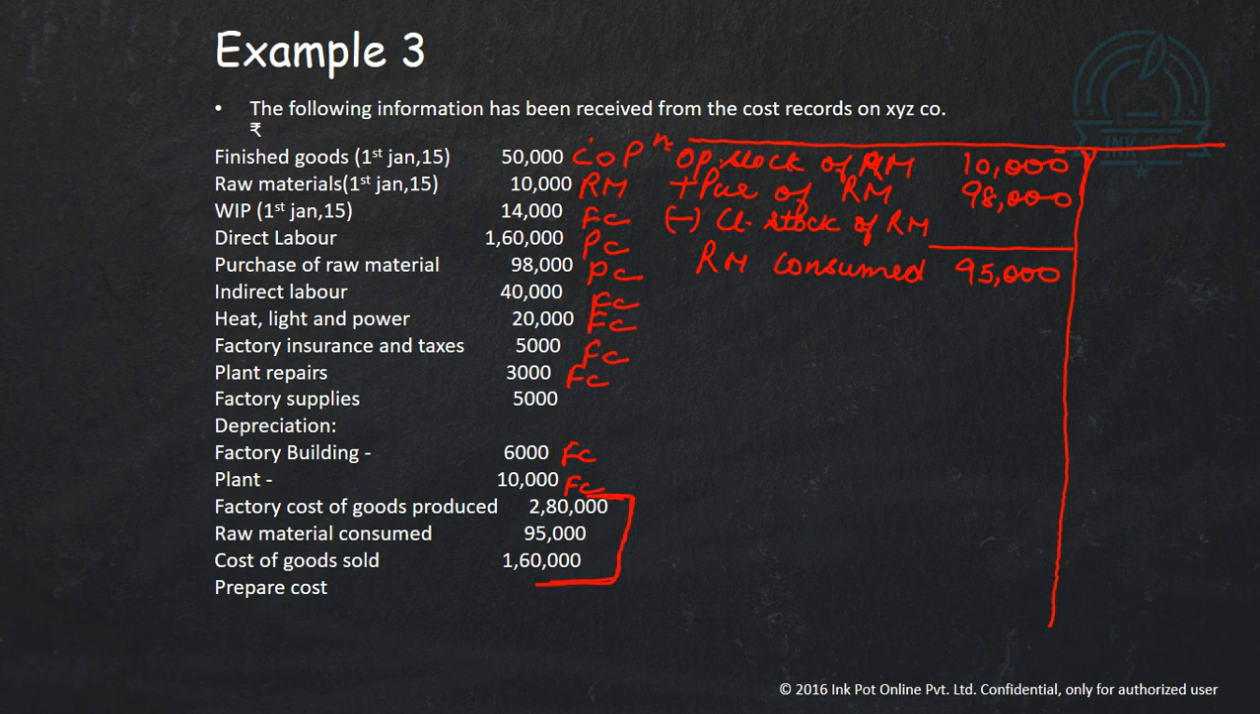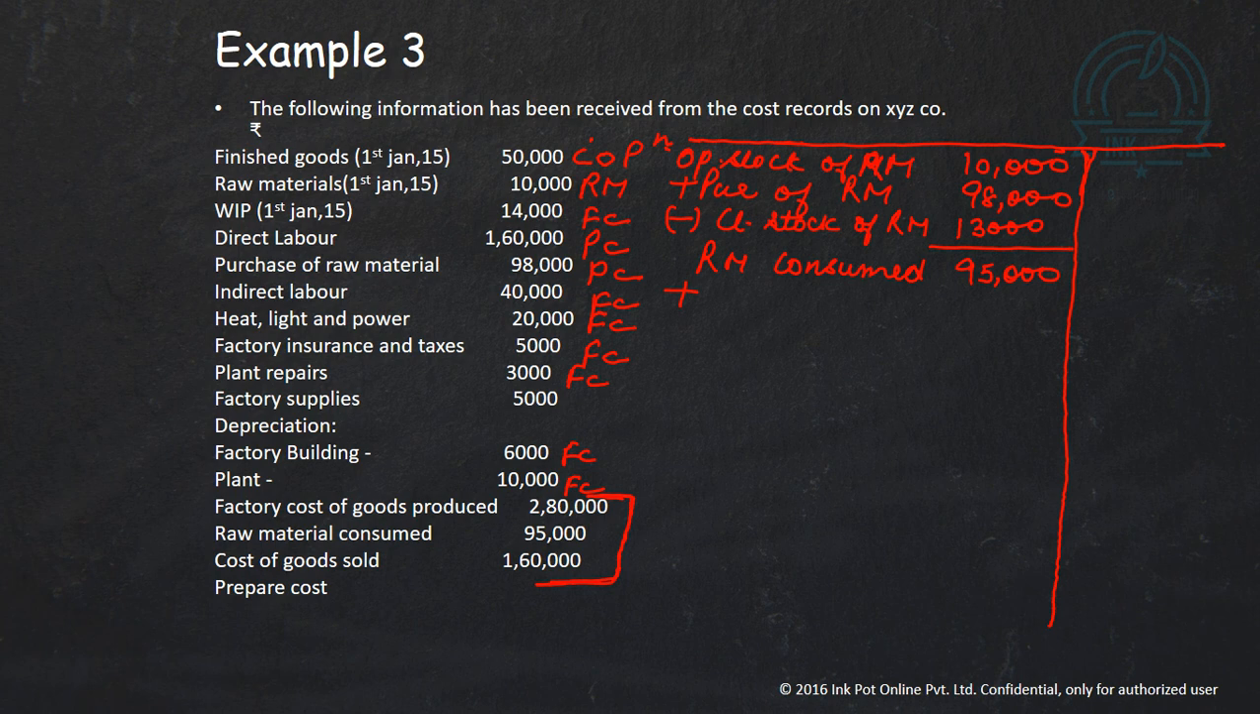Now we can calculate the missing information. So 10 plus 98, 1,08,000, and this is 95,000. We'll get the missing part here. So it comes out to be 13,000. The difference is 13,000, so 13,000 is our balancing figure, right? So we have calculated closing stock of raw material, which was not given in this question.